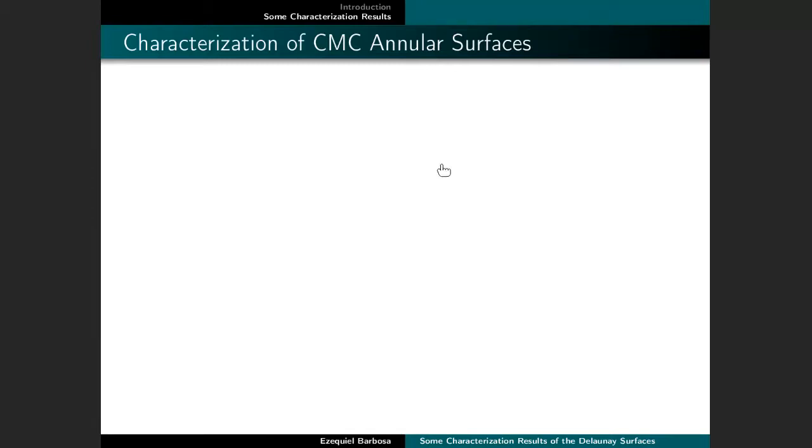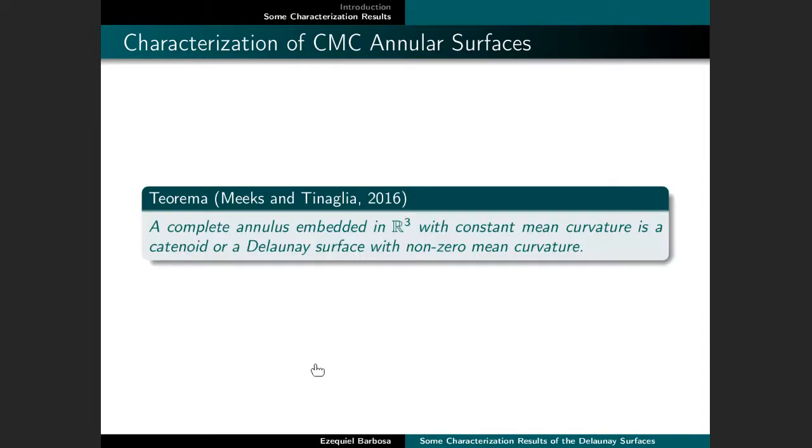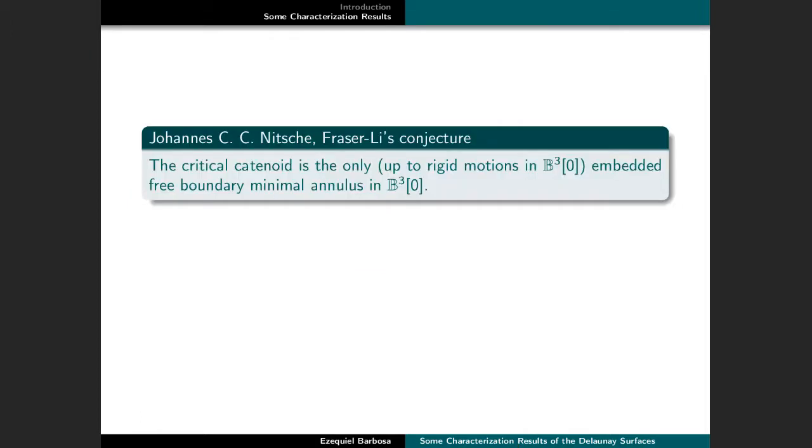Let's think about the characterization of CMC annular, just annular surfaces now. Okay, not in a general situation. This result, proved by Meeks and Tinaglia in 2016, classifies all the complete annuli embedded in R3 with constant mean curvature. They should be catenoids or Delaunay surfaces. The question here is, is it possible to classify the complete free boundary surfaces, CMC surfaces inside the ball?